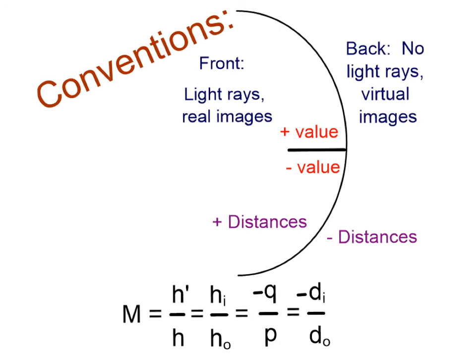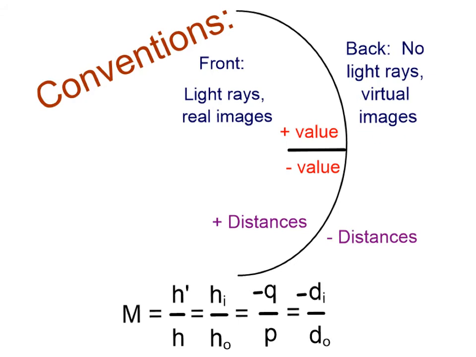Now, when we're talking about making calculations, and especially this magnification equation, we need to look at a few different conventions, and these are really important to keep straight in your mind when you're doing the calculations because they will greatly affect what you get for numbers. When we're talking about this concave mirror, and this is the mirrored side, we would call this the front of the mirror. This is where we have light rays and where we have real images. This would be called the back of the mirror. No light rays are there, and this would be where we see virtual images.